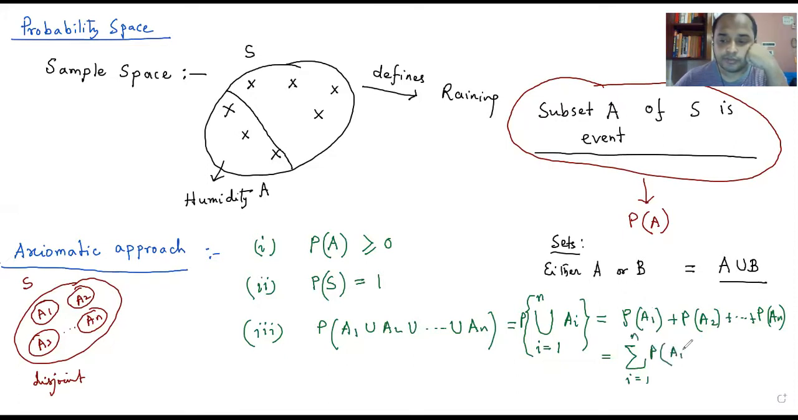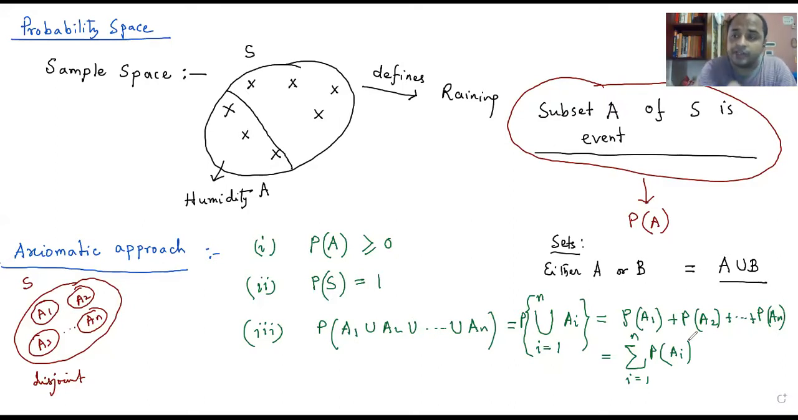So the probability that either A1 will happen or A2 will happen or An will happen or all of them can happen, this cannot be. The 'both' part is missing from here because they are mutually exclusive. Either this or this or this, the probability of that will be equal to the sum of their individual probabilities. So these are the three simple axioms on which probability theory is based.